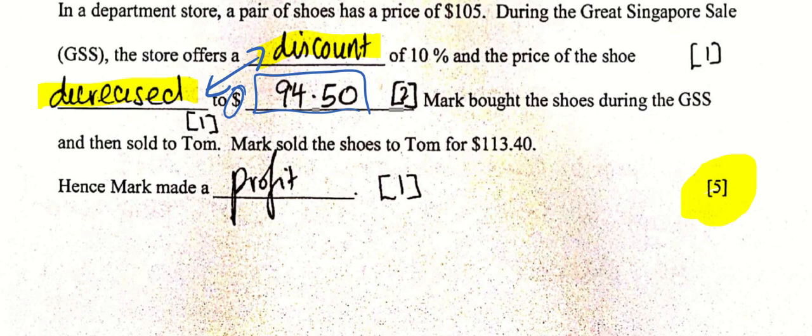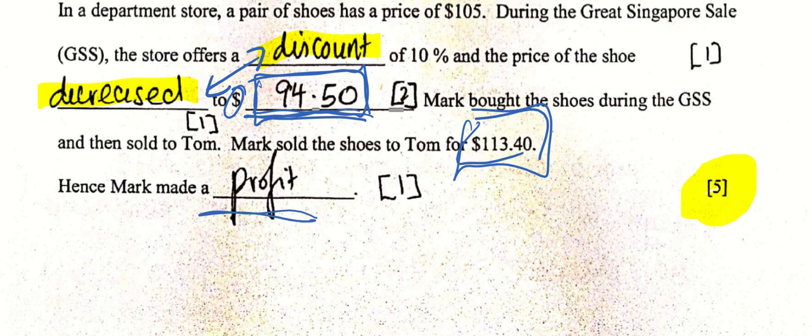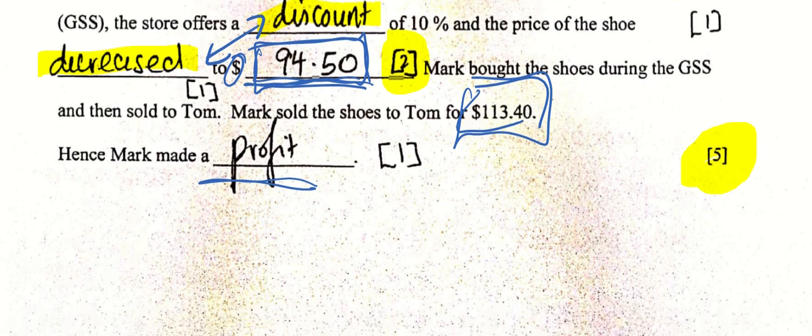Yeah. So Mark bought the shoes. He bought it at 95.50 and sold it to Tom. Whoa, he ripped off his friend, or maybe not a friend. Yeah, so he bought things cheaper and sold it at a more expensive price. So he made a profit. Yeah, he earned some money. Okay, so this is 5 marks. Notice that this is worth 2 marks. No, I wouldn't be that generous.